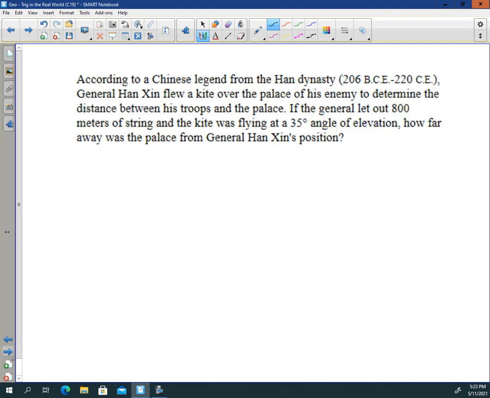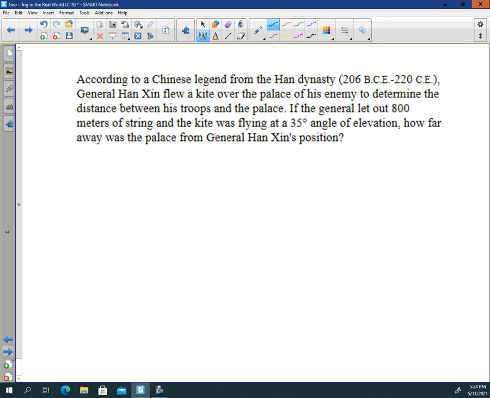Now, this is an interesting story from history. According to Chinese legend from the Han Dynasty, General Han Zhen flew a kite over the palace of his enemy to determine the distance between his troops and the palace. If the general let out 800 meters of string and the kite was flying at a 35-degree angle of elevation, how far away was the palace from General Han Zhen's position? This is apparently a true story, and General Han Zhen used trigonometry to figure out how far away enemies were.